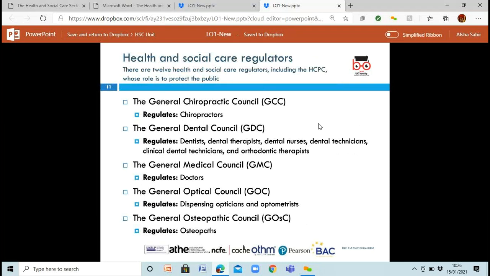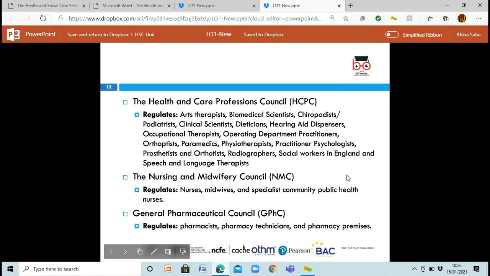So here is a list of health and social care regulators. We've got a couple of slides of these. There's a lot of them. We've got the General Chiropractic Council, which is GCC. They regulate chiropractors. We've got the General Dental Council, and they do dentists, dental therapists, dental nurses, just anybody that's got anything to do with dentistry. General Medical Council is for doctors. General Optical Council is for optometrists and opticians. General Osteopathic Council is for osteopaths.